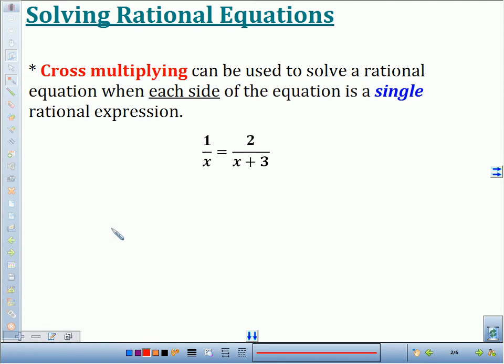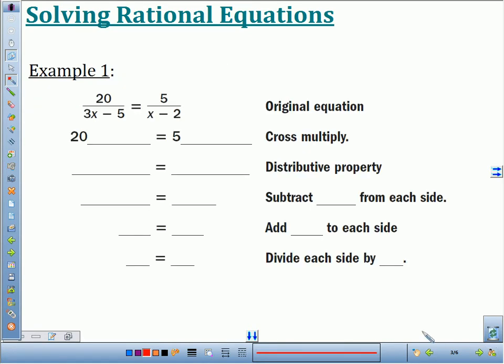The first thing that we can do to solve a rational equation, if it's possible, is to cross-multiply. Cross-multiplying can be used to solve a rational equation if each side is a single rational expression. You'll notice in our example here we have 1 over x equals 2 over x plus 3. Each side is a rational expression, therefore we can use cross-multiplying to solve it. Well, let's see how that would work. Cross-multiplying is something that we've seen before, but never quite in this context.